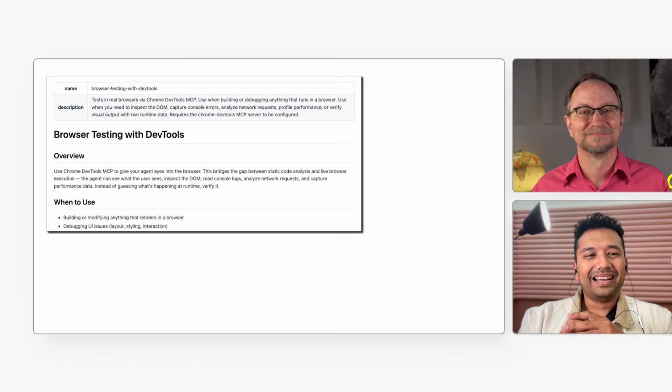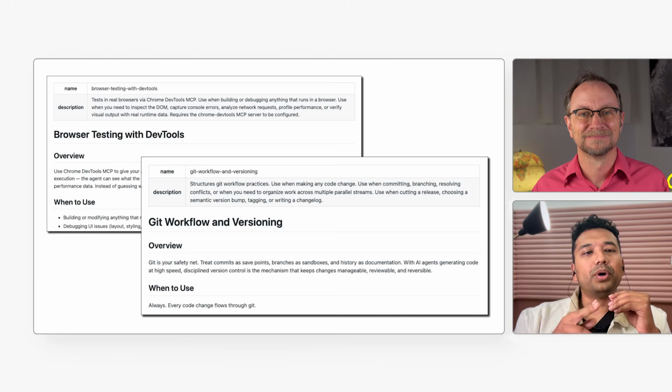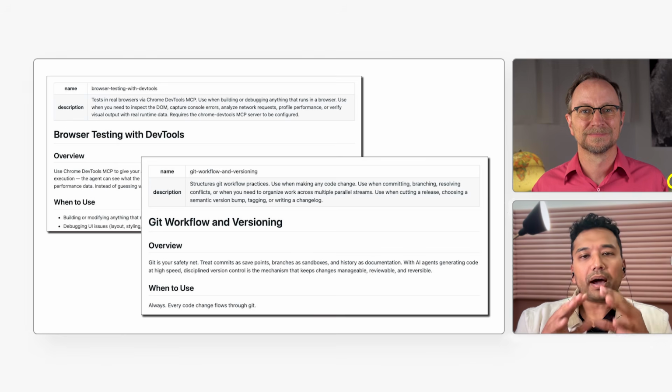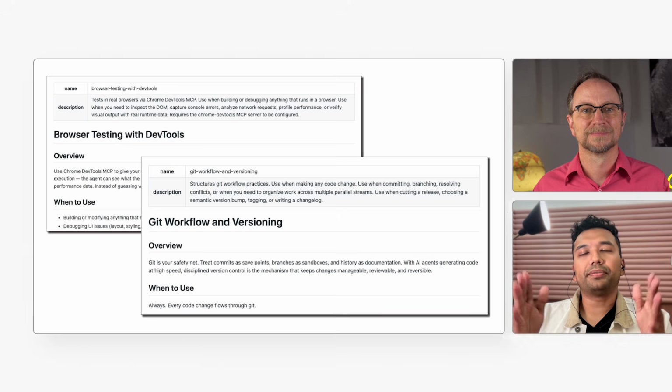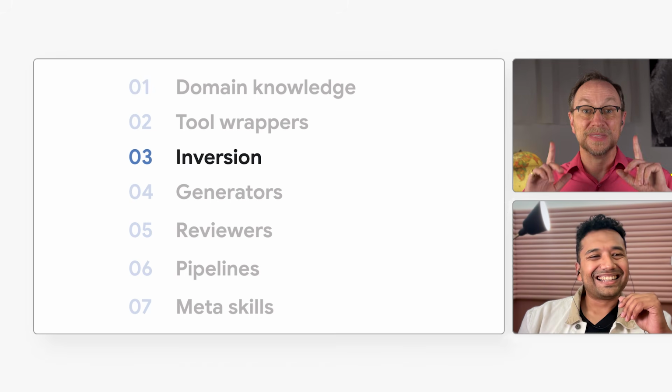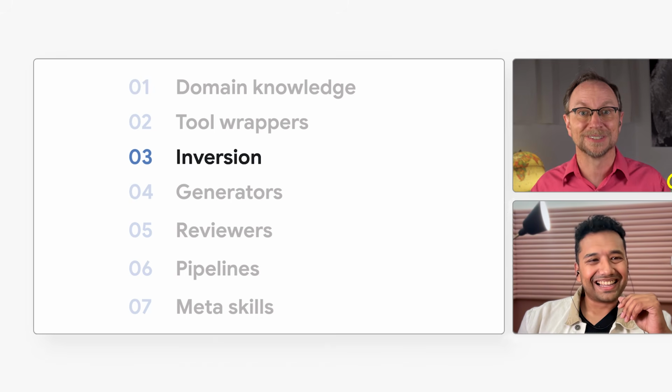Me too. Another example is Git workflow and versioning, which can run Git commands for you. This allows you to focus on logic rather than the syntax of Git commands. All right. Next on your list is inversion. That sounds intriguing. These skills force the agent to stop guessing and ask clarifying questions instead.